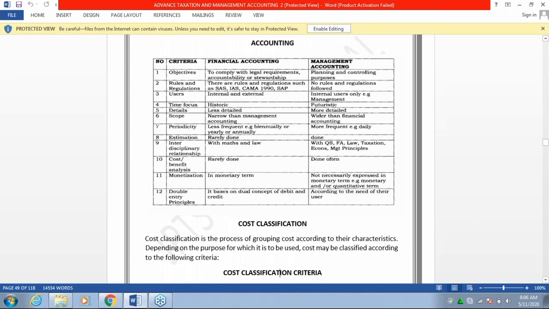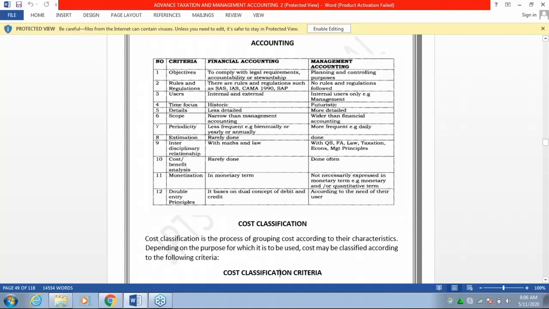Then time focus. Time focus for financial accounting is historical, while that of management accounting is futuristic. On details, financial accounting is less detailed, while management accounting is more voluminous in detail. Then scope, financial accounting is narrower than management accounting, while that of management accounting is wider than financial accounting.